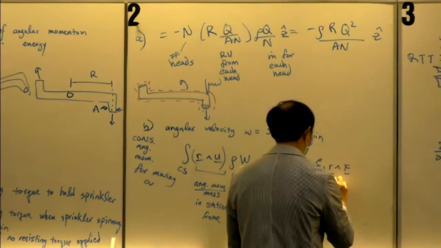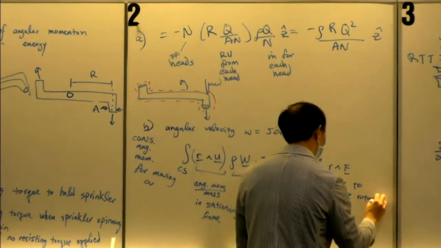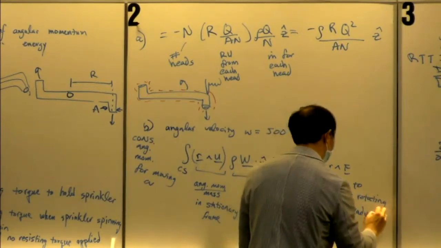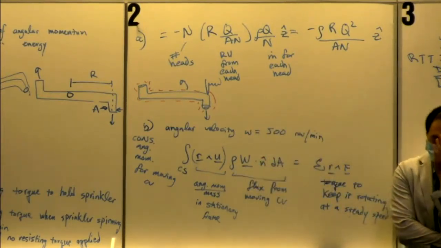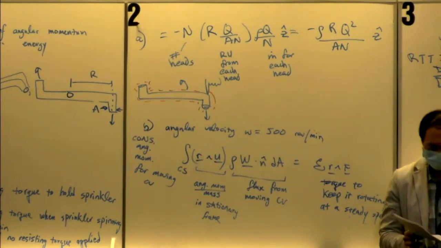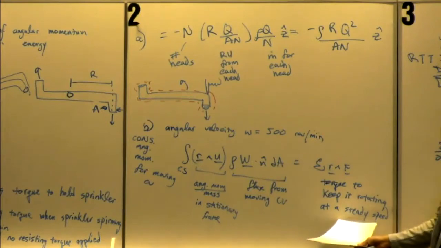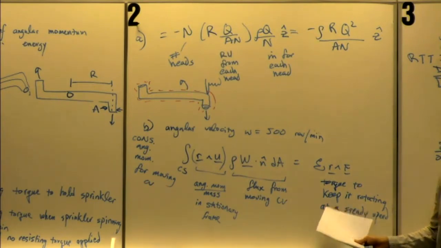Torque to keep it rotating at a steady speed. And it's exactly analogous to the rocket problem. And what was the other one we did? The rocket problem, and the one where we had a moving angled plate. As long as you're not accelerating, and this is still steady state, that's the torque required. You don't want to imagine this as a finger, because your finger, if you put it in the sprinkler, would get chopped off, or at least it would hurt. You imagine this as a constant frictional torque being applied.